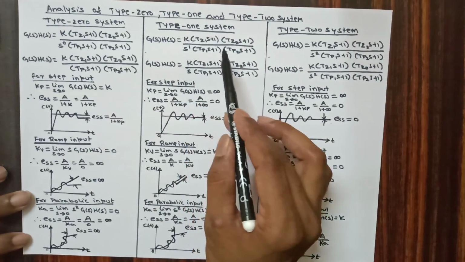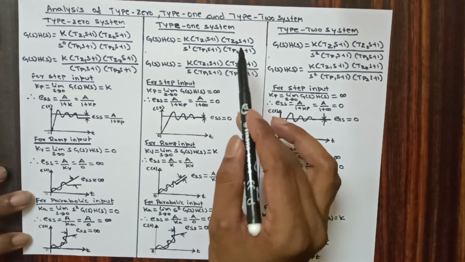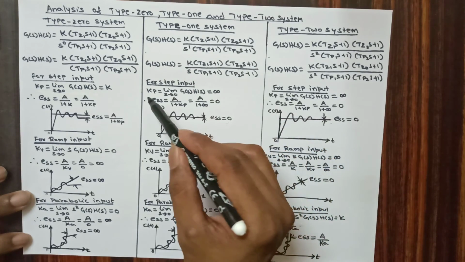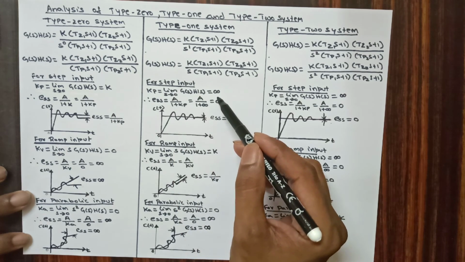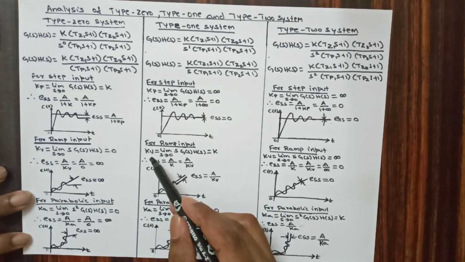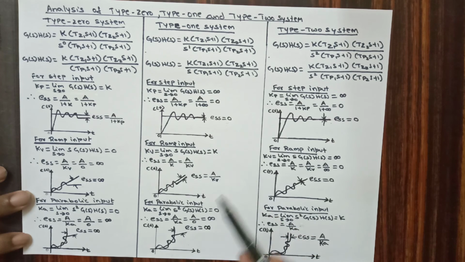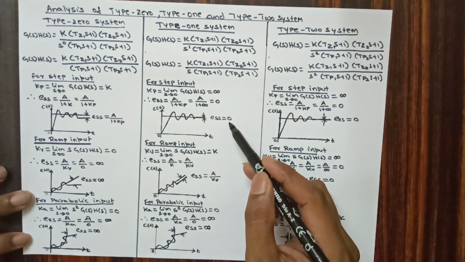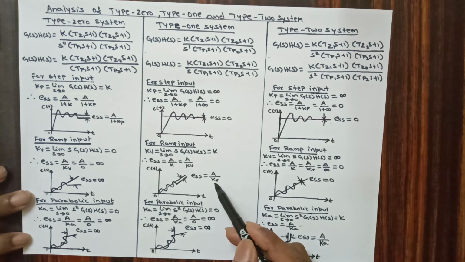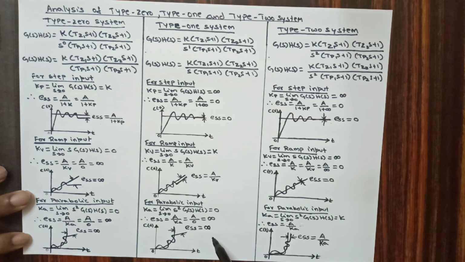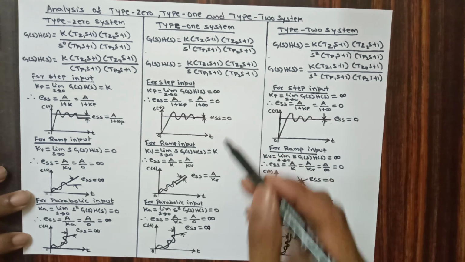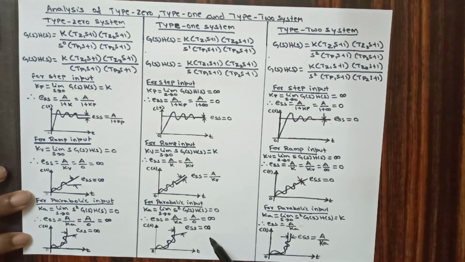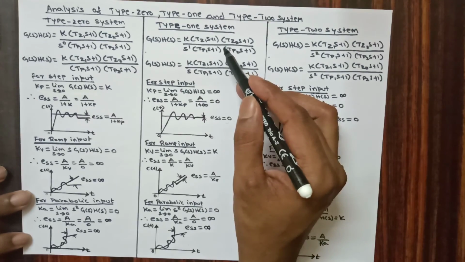The same way, when you are solving a problem for a type 1 system, you should know that the positional error coefficient is infinite, the velocity error coefficient is a constant value, whereas the acceleration error coefficient is 0. The steady state error for step input is 0, for ramp input some finite value, and for parabolic input infinite value. 0, finite and infinite, when a type 1 system is considered.